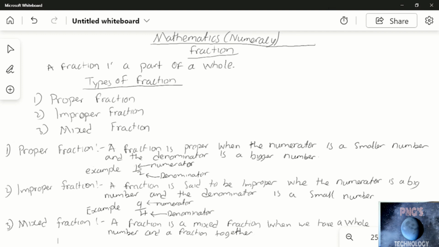So for example, we can say 2 and 2/5. This is an example of a mixed fraction. So quickly, let's take some exercises identifying the types of fraction.